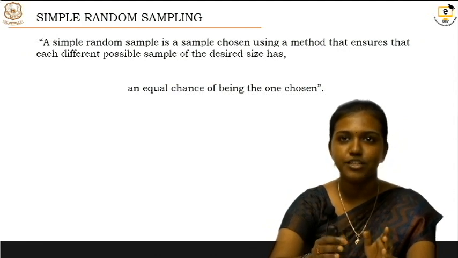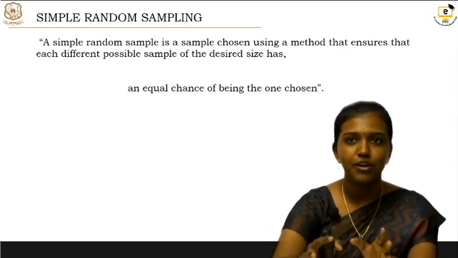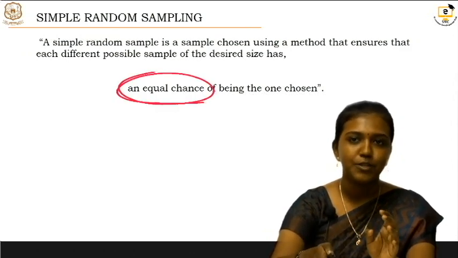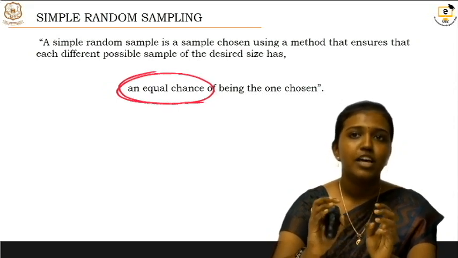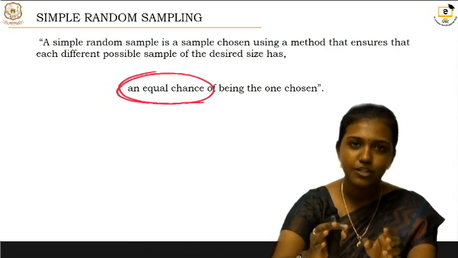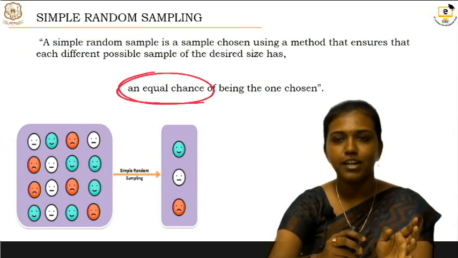Here is the definition of simple random sampling. It is a sample chosen by a method that ensures randomness. And here is the important aspect of it: every unit in the population has to have an equal chance of getting selected into your sample. That ensures randomness of the sample. Let us see an example.